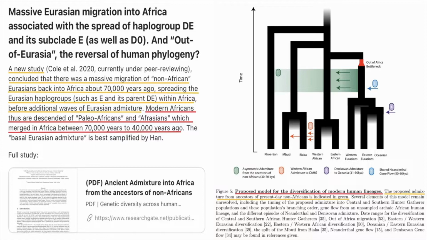So, a new study concluded that there was a massive migration of non-African Eurasians back into Africa about 70,000 years ago, spreading the Eurasian haplogroups, such as E and its parent DE, within Africa, before additional waves of Eurasian admixture. Modern Africans thus are descendants of Paleo-Africans and Afro-Sans, which migrated in Africa between 70,000 years to 40,000 years ago. And the paper for that is Ancient Admixture into Africa from the Ancestors of Non-Africans.